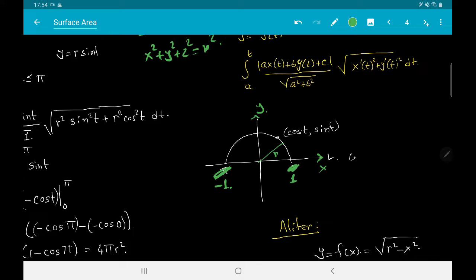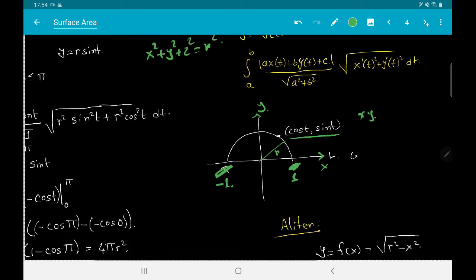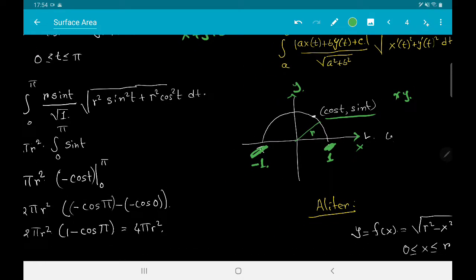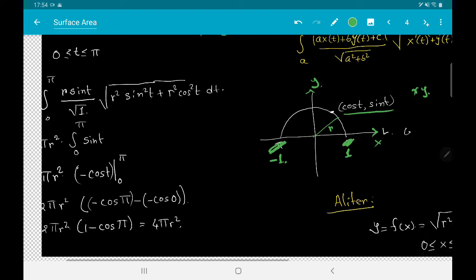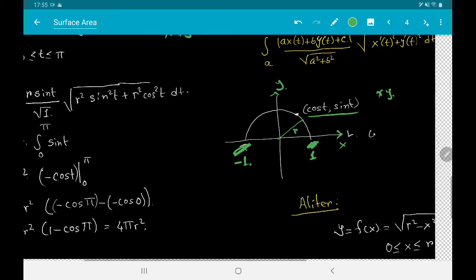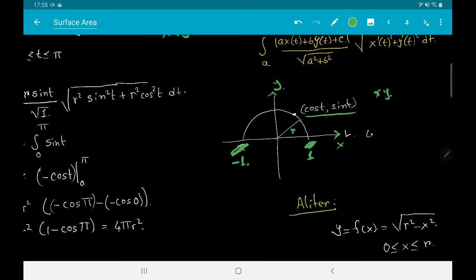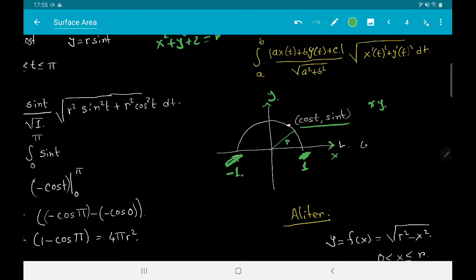But the point is, if I have the x-axis, y-axis and the xy plane, and I take this upper semicircle, whose points are given by cos t and sin t, the parametric points, then if I rotate it about my x-axis, I'm going to get the sphere that I am looking at. So this is our L, and we are going to rotate this piece of semicircle about L.